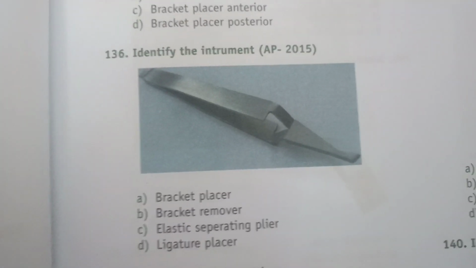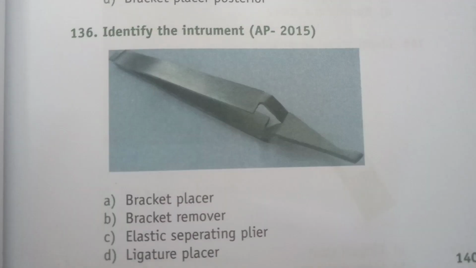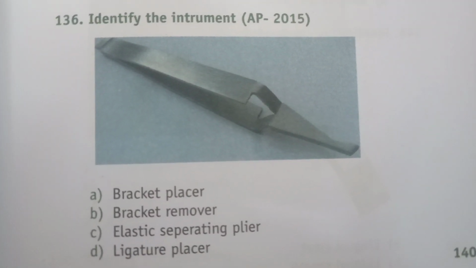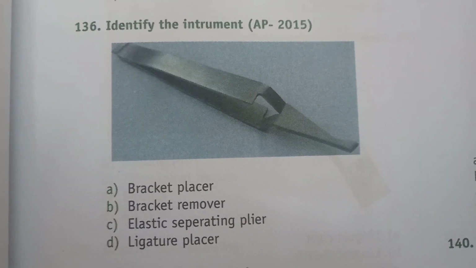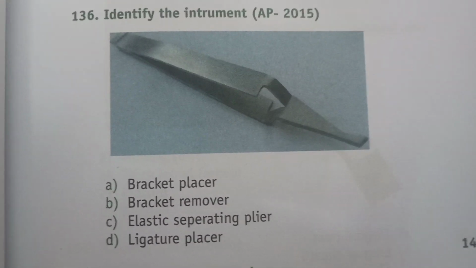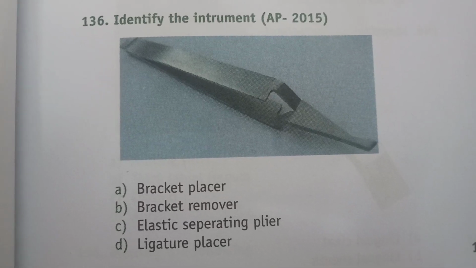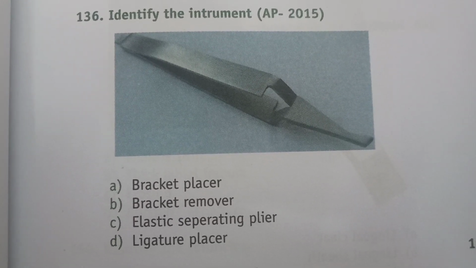Next question, identify the instrument. First look carefully. Is it bracket placer or bracket remover or elastic separating plier or ligature placer? The answer is bracket placer. This instrument is bracket placer. Option A.